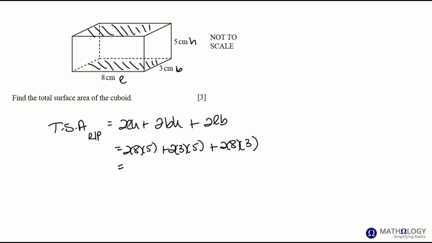So 8 times 5, 40 times 2 is 80. 5 times 3 is 15 times 2 is 30. 8 times 3 is 24 times 2 is 48. 110 plus 48 is 158. And the units will be centimeters squared.